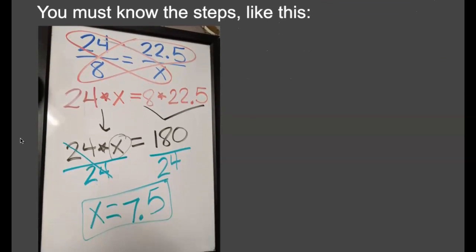All right, so you must know and write the steps like this. So you have 24/8 equals 22.5 over x. Make sure you do your butterfly multiplication and write that nice equation. I'm going to ask you what this equation is in several of the questions. Multiply the side without the letter. Bring the rest of it down. Then whatever's in front of or next to the letter, you want to divide both sides by that.